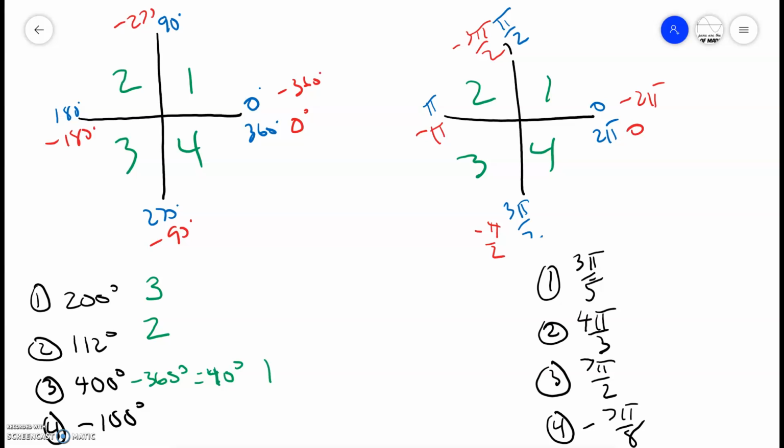Next, the negative 100. Negative is the red, so what is that between? Well, negative 100 is between negative 90 and negative 180, so that's quadrant 3. Okay, so use this guide to answer those questions.